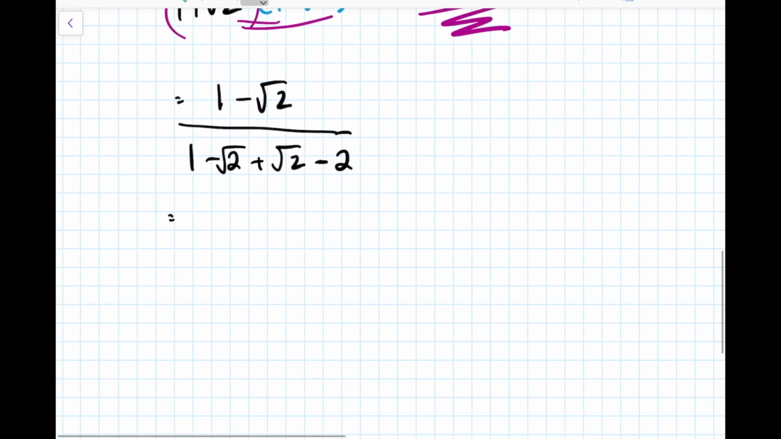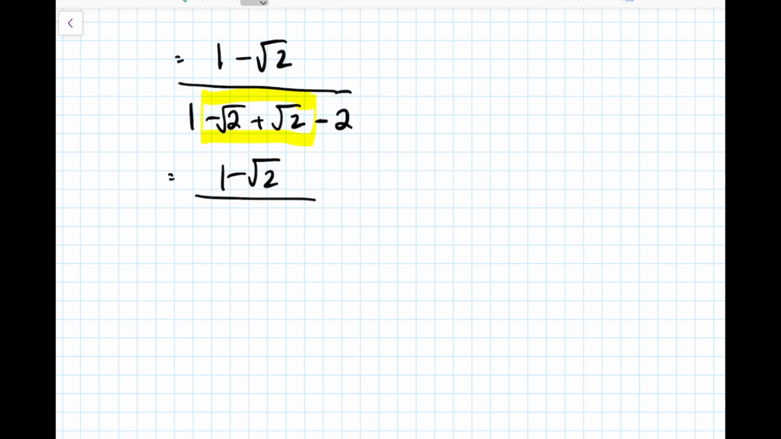If we simplify this, the top is just 1 minus root 2. On the bottom, you'll notice that the negative root 2 and the positive root 2 are going to cancel out. And that is the advantage of using a conjugate. That's going to happen every time, which I'll show you in a sec. So what we're left with, those gone, is just 1 minus 2. Well, 1 minus 2 is negative 1.